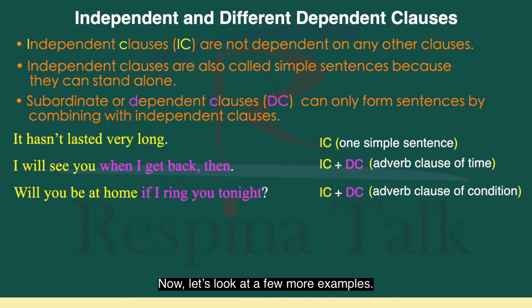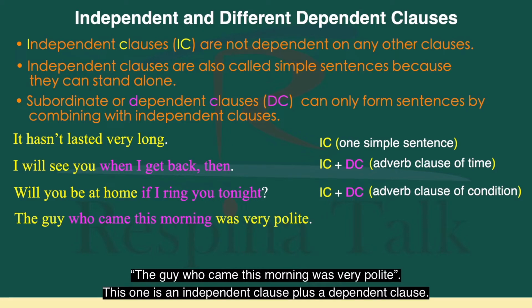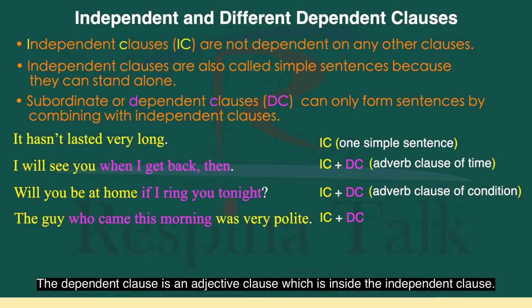Now let's look at a few more examples. The guy who came this morning was very polite. This one is an independent clause plus a dependent clause. The dependent clause is an adjective clause which is inside the independent clause.